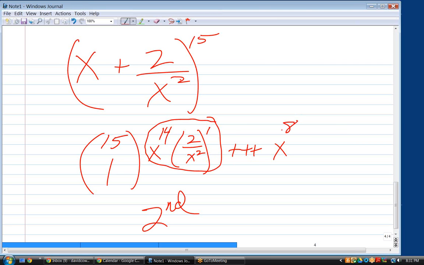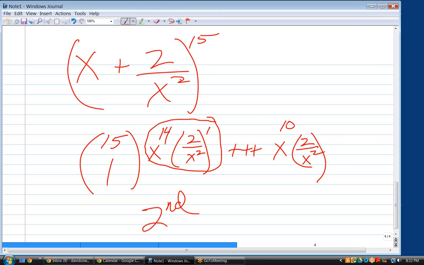So, let's see. If we go down 6 terms, we'll have an x to the 8th, and we will have a 2 over x squared to the 7th. Well, that's too much. Now we have x to the 8th over x to the 14th. So let's go to 10. In other words, there's a little bit of trial and error here.